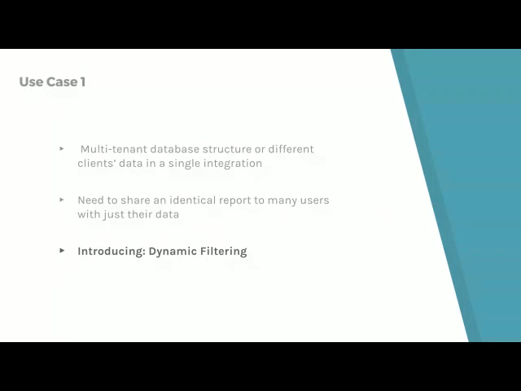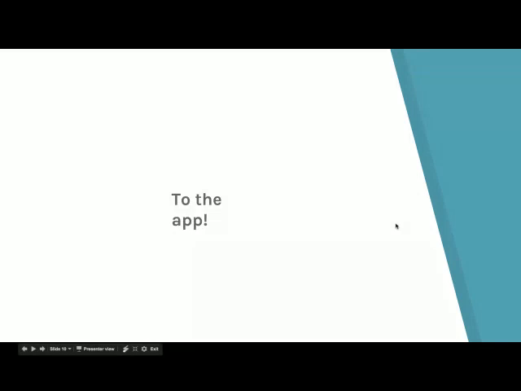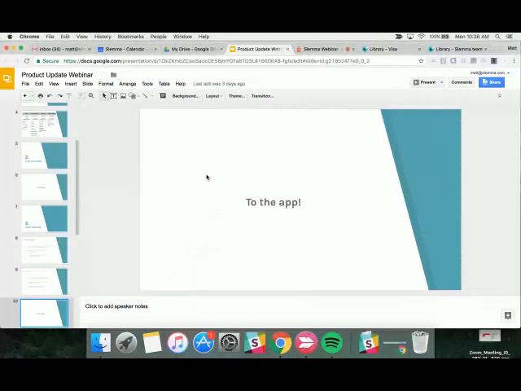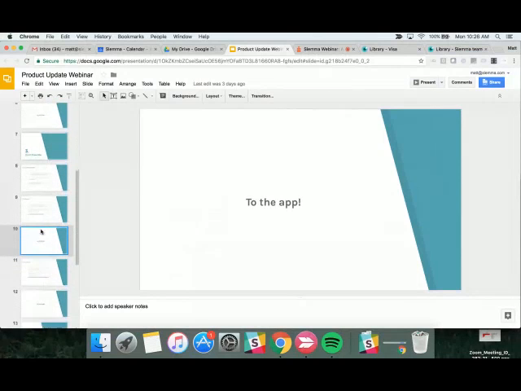To expand on that use case, you need to share an identical report to many users with just their data. If that's your problem, then dynamic filtering can help. You'll create one object, you'll share it to many people, and Slemma will filter out and show each person the data that they're interested in, or that you want them to see. I'll show you how that works. It's a very simple concept of pairing the user record on the Slemma side to the merchant ID in the example on the database side. Okay, very cool.